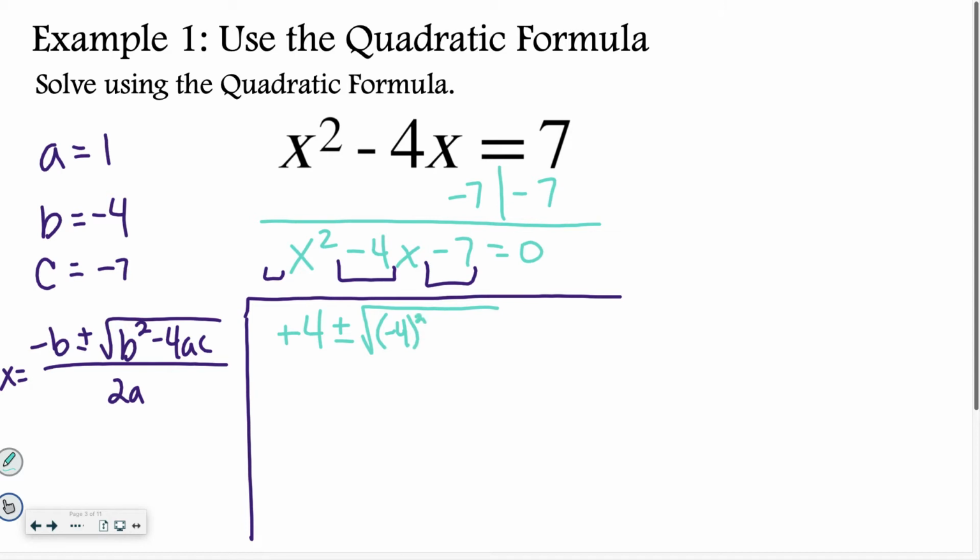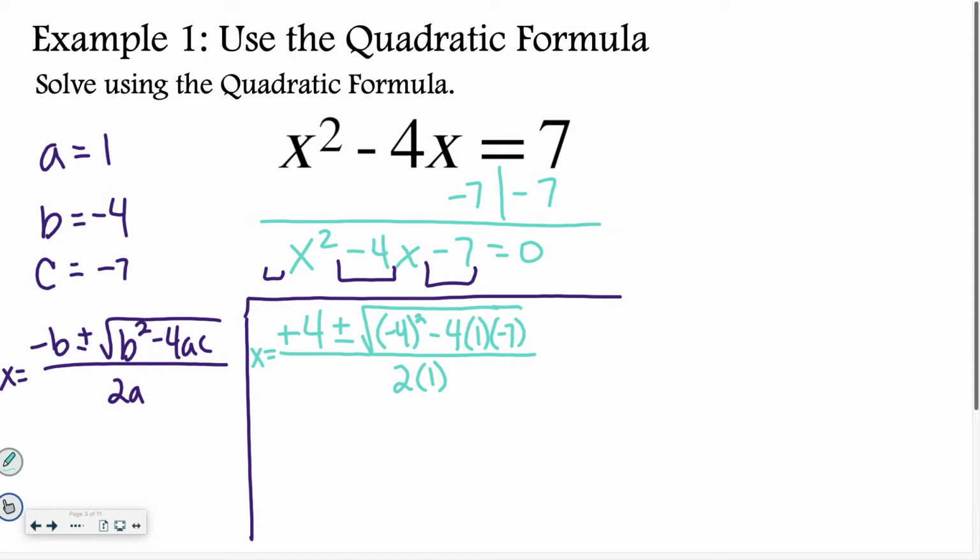4 squared. One of the most common errors I'll see students make is they'll forget parentheses around their negative number when they're squaring it. So in this case, negative 4 squared should be a positive 16, but when they plug it into their calculator, they get a negative 16. Make sure that's not you. Use those parentheses. Minus 4 times my a value is 1. My c value is negative 7. All right, and that's all over 2 times my a value, which is 1.